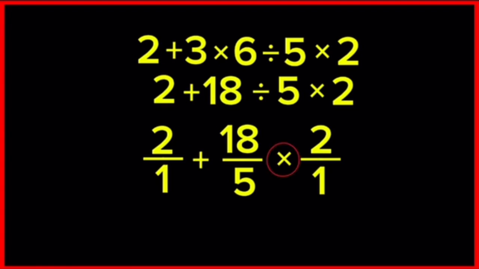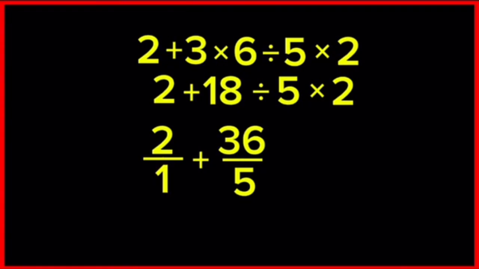Since multiplication comes before addition, we focus on multiplying 18 over 5 by 2 over 1. Multiplying the numerators gives us 18 times 2, which equals 36. Multiplying the denominators gives us 5 times 1, which equals 5. So now the expression becomes 2 over 1 plus 36 over 5.